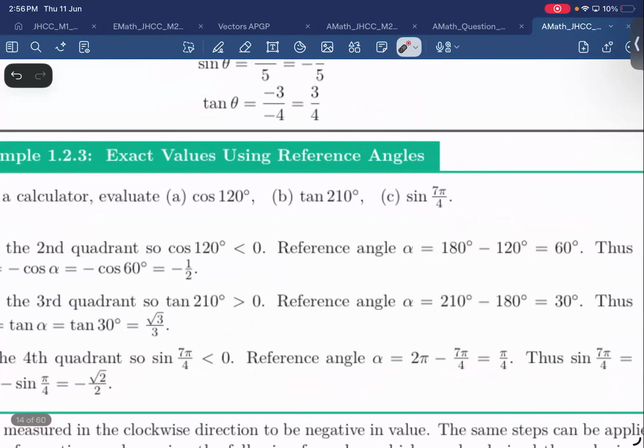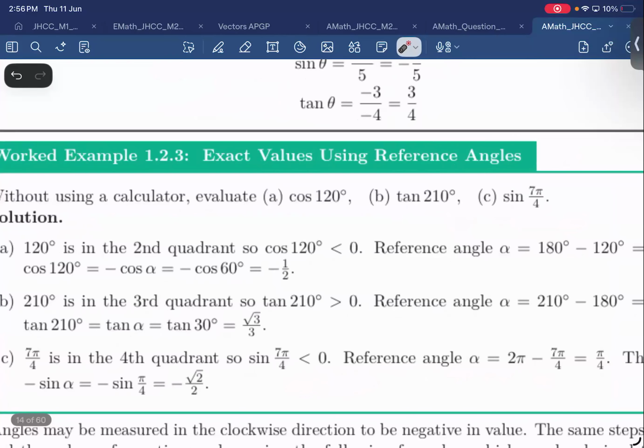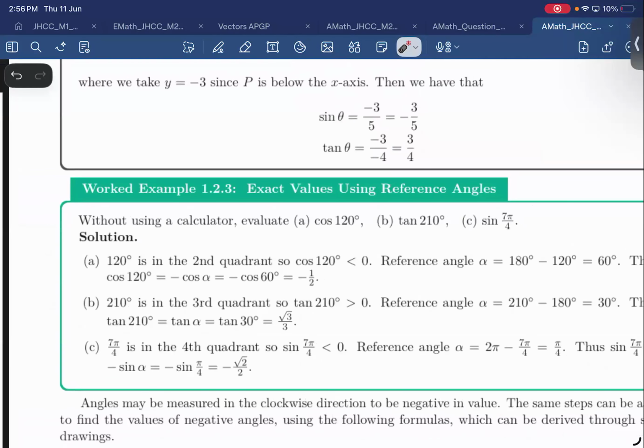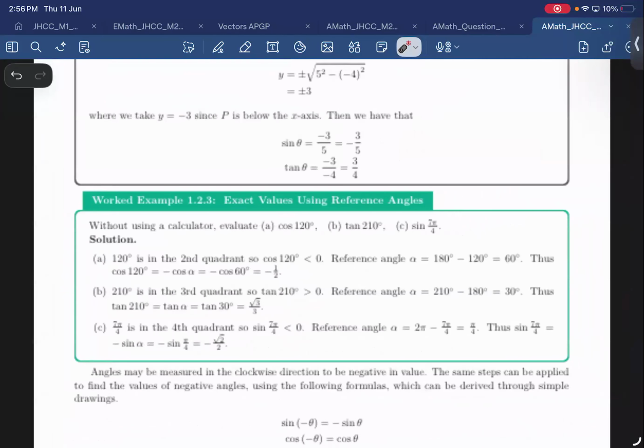So sine 7 pi over 4 is going to be minus, what's less than 0? Minus sine alpha, and alpha is pi over 4. So the answer is minus root 2 over 2 once you rationalize. Any questions for this? Quite a lot of steps, but if you know what you're doing, then I don't think it's too difficult.